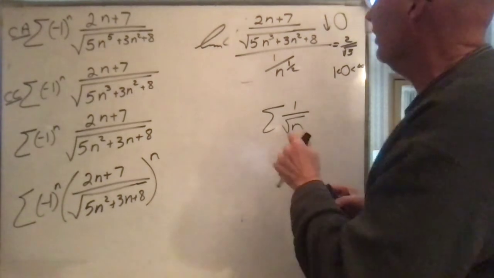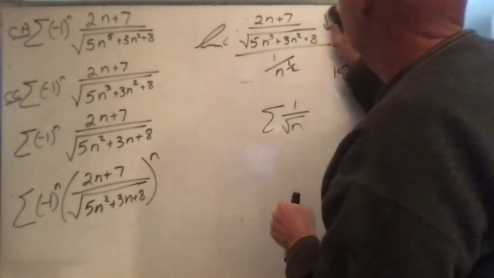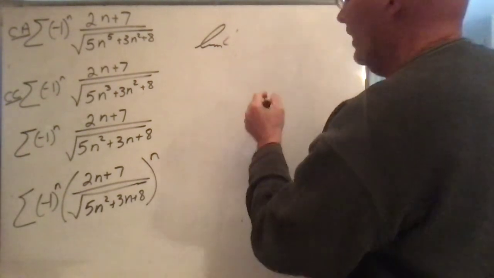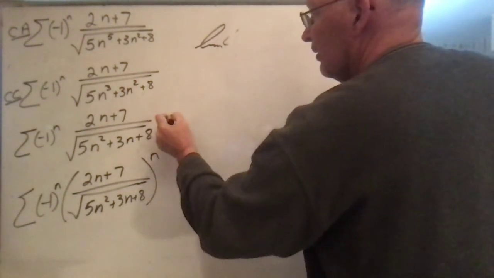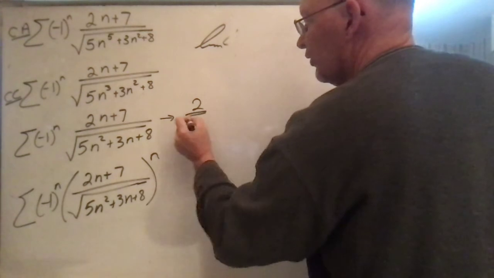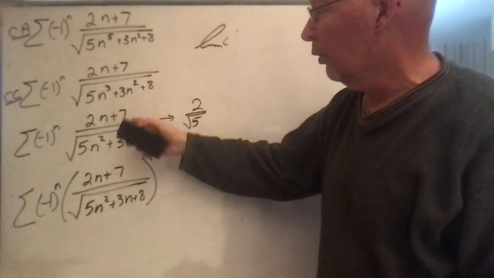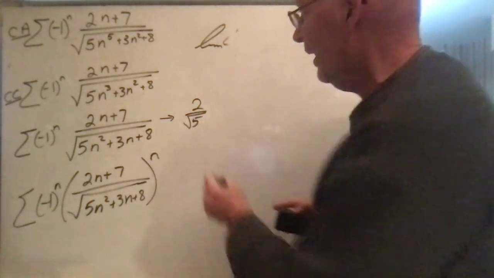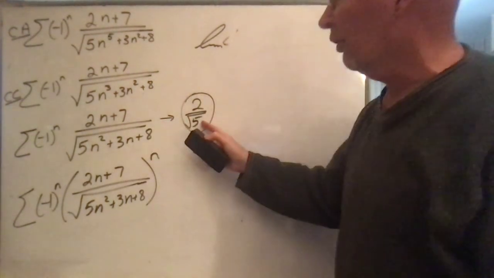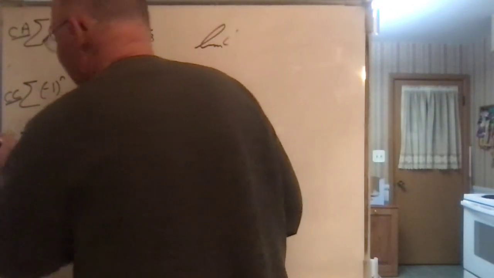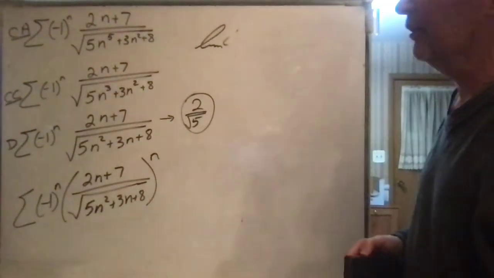The next one, look at there. That thing right there is just going to approach 2 over the square root of 5, right? Multiply the top and the bottom by 1 over n, and you bring it in. That means that these individual terms are not going to 0. Since they're not going to 0, this thing diverges. See that? So there you go.